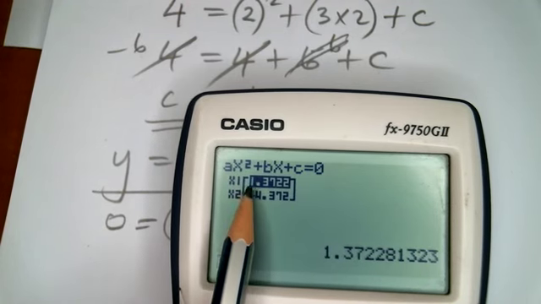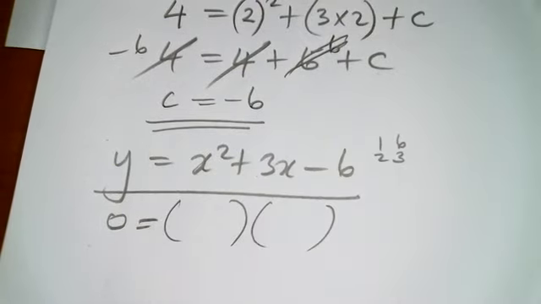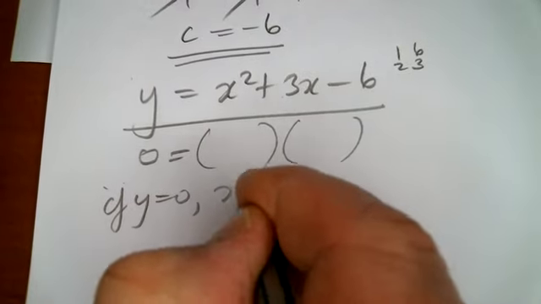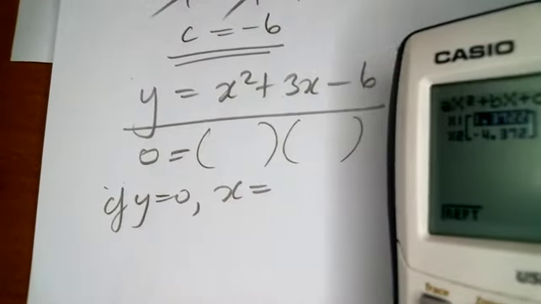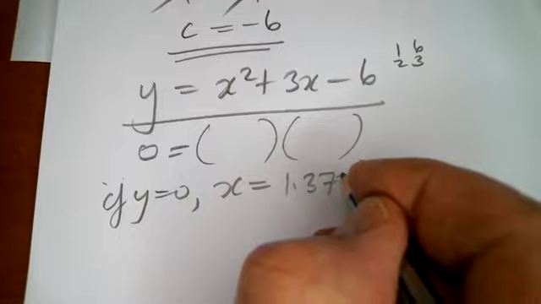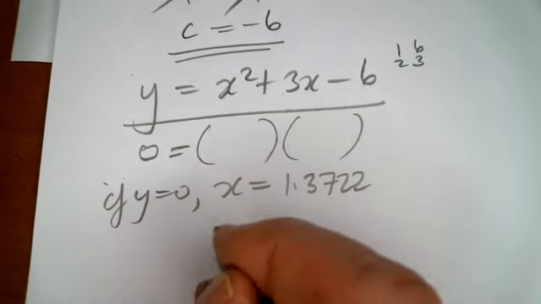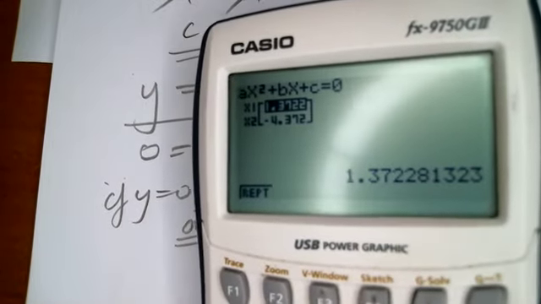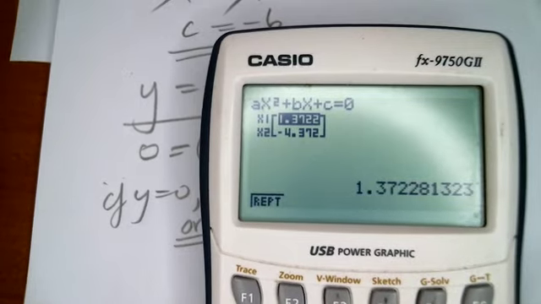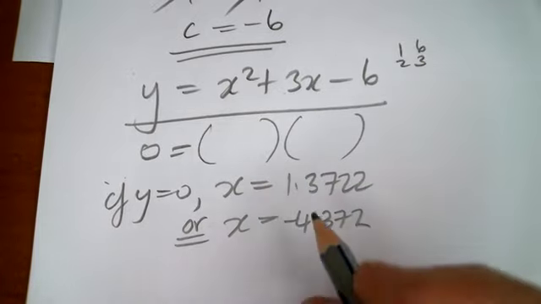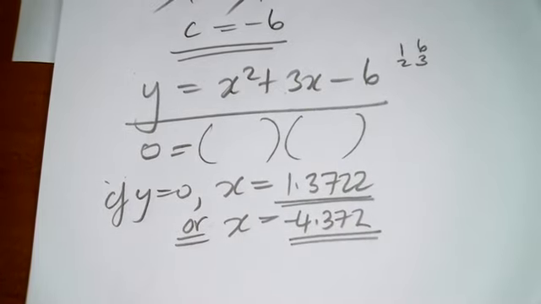And my x value is 1.37. So I'm going to write, if y equals 0, x equals 1.37, or x equals, and the other one we had was negative 4.372. So they are the x-intercepts. That is where the parabola is going to cross the x-axis.